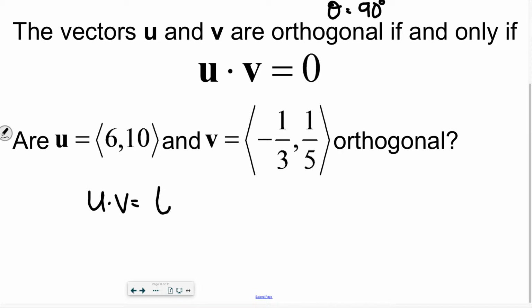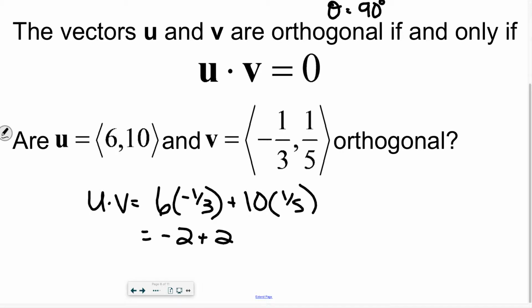U dot v equals 6 times negative 1/3 plus 10 times 1/5. That's negative 2 plus 2, which is 0. So yes, they are orthogonal. If I get any other number, I say no, they're not orthogonal. Does that make sense? Okay. So just like a little shortcut for you.